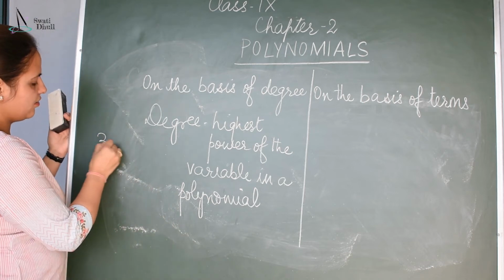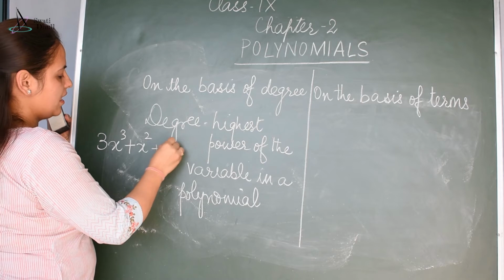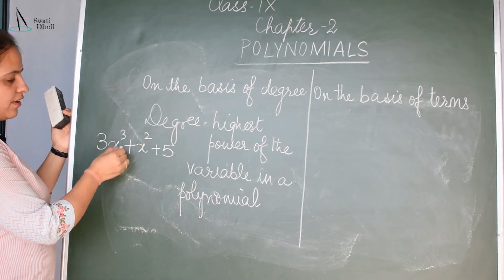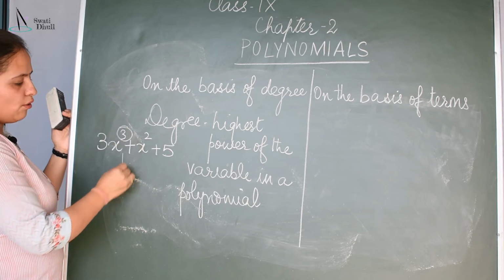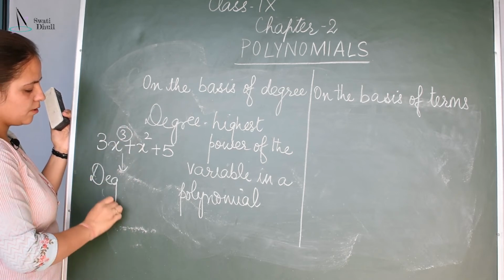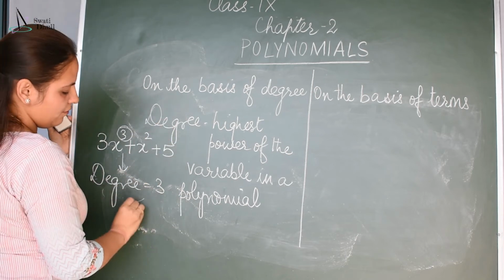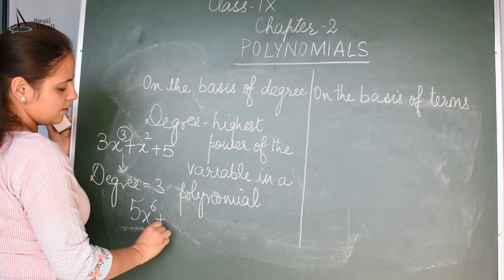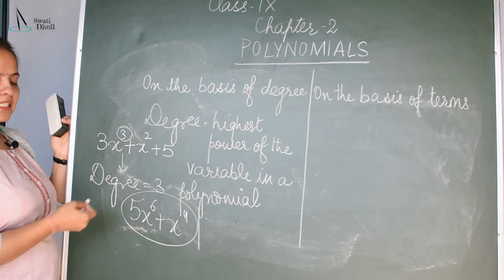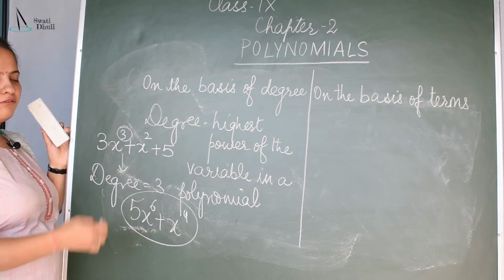Suppose I write 3x cube plus x square plus 5. The highest degree of the variable is 3. So we can say that the degree of this polynomial is 3. If I write 5x to the power 6 plus x to the power 4, again it is a polynomial. Its degree is 6 because this is the highest power of the variable.